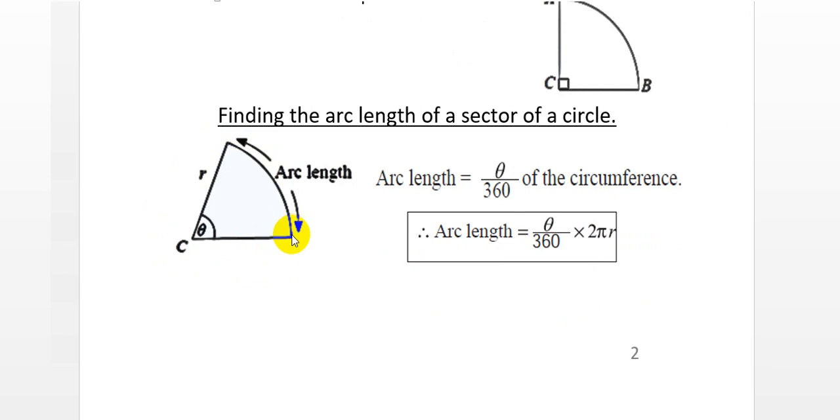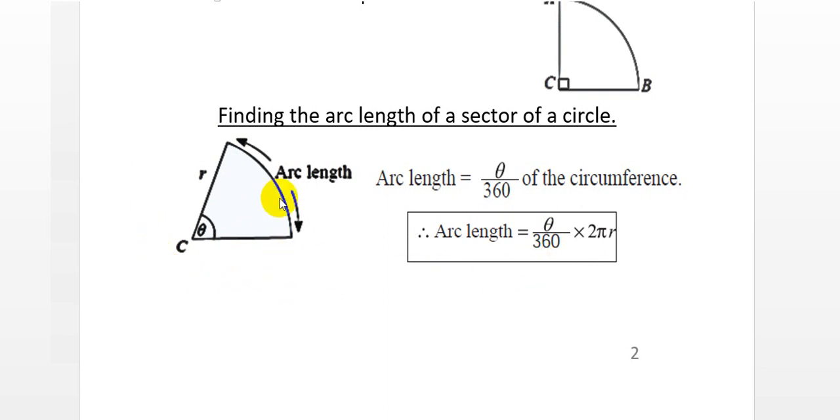The arrow marked place is the arc length. So in order to find the arc length, the equation we must use is theta over 360. Theta represents the given angle, over 360. 360 refers to the magnitude of the angle of a complete circle.